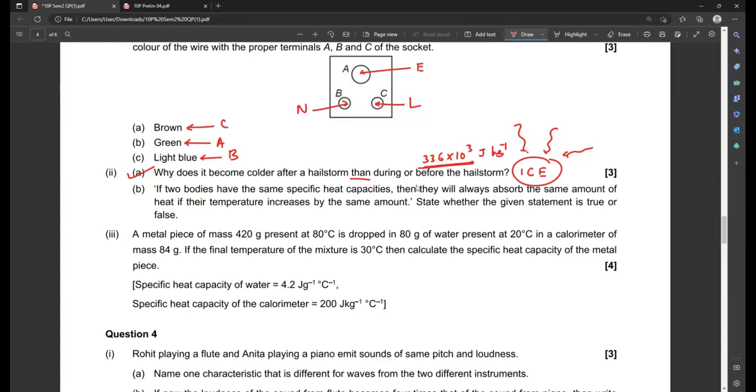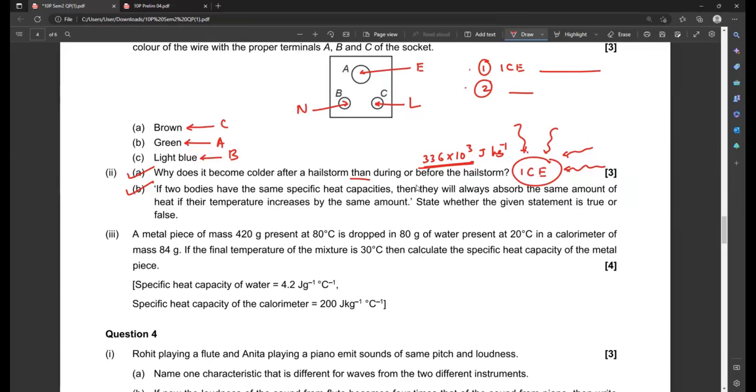So after the hailstorm, it becomes much cooler than before the hailstorm, because when the ice melts, it takes a lot of heat from the surrounding, which leads to a drop in the temperature of the surrounding. Is it necessary to mention the amount of heat that it will take? Yes, it is. When you say that ice has a very high latent heat, it is good that you write that value as well. And the second is the reason: because ice takes this heat from the surrounding to melt, the temperature of the surrounding drops.